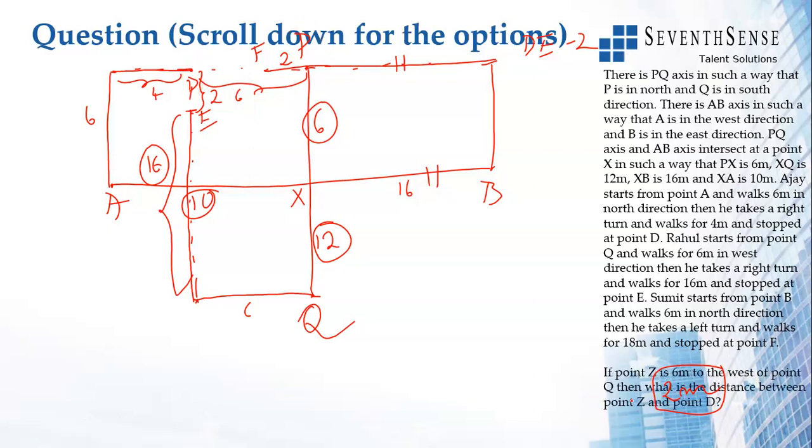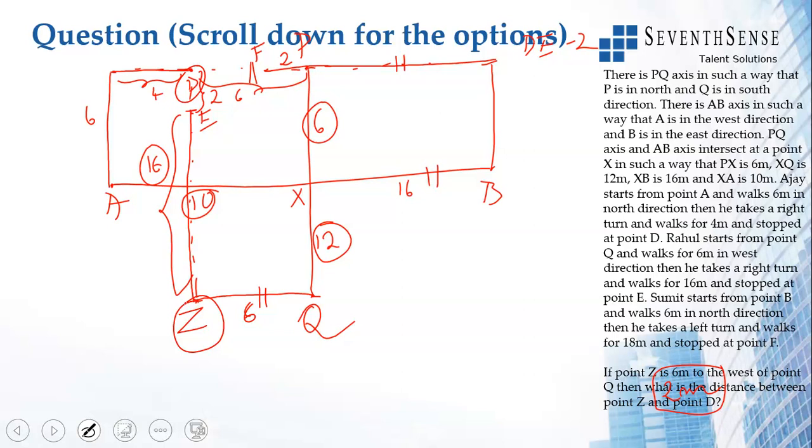Next question, if point Z is 6 meters to the west of point Q, meaning this is Z. Okay, this is Z, 6 meters, right? This is what he walked. So this 6 would be equal. So this is Z. Then what is the distance between point Z and point D? See, this is point D, this is point Z. What is the distance? The total distance will be the same as this distance, right?